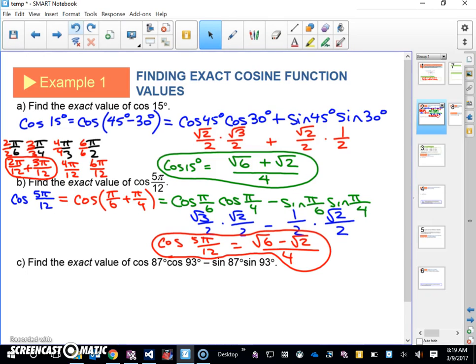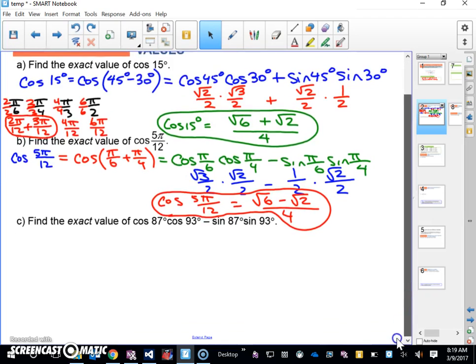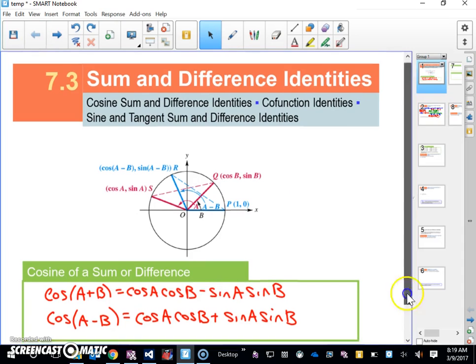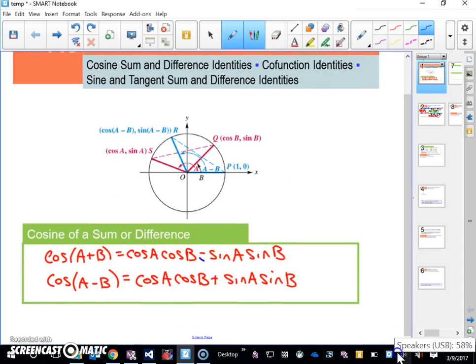Now part C says find the exact value of cosine 87, cosine 93 minus sine 87, sine 93. It's the same thing, it's just backwards. It ought to be easier, but people struggle with this one. Look at which formula it is. Did you notice the minus in there? That would indicate that we're talking about a cosine sum.